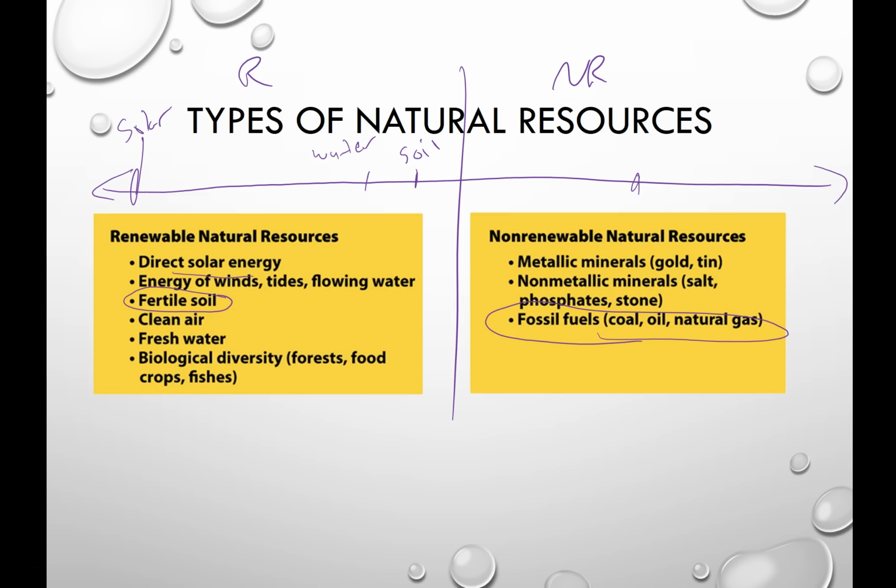Now, things like metallic minerals, gold and tin, what we've got is what we've got. We're not going to get more gold and more tin added to the earth. So what we use, we're going to put way over here on the pretty much entirely non-renewable side.